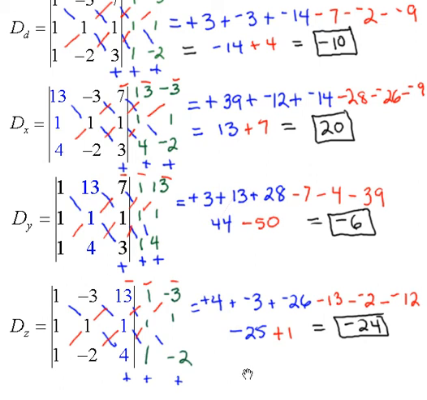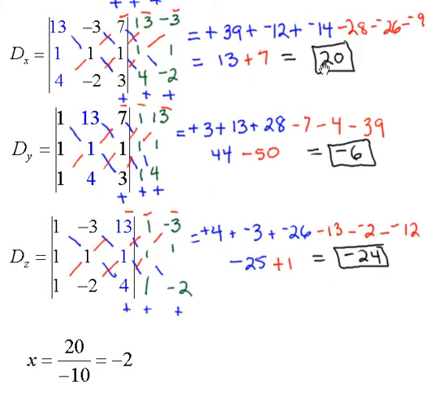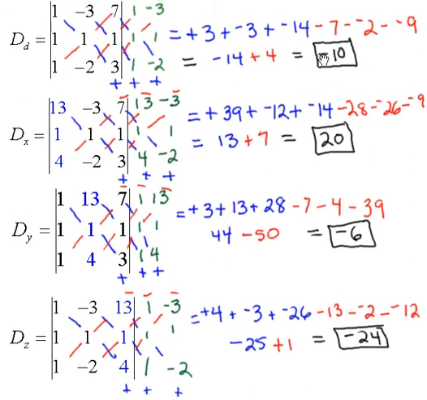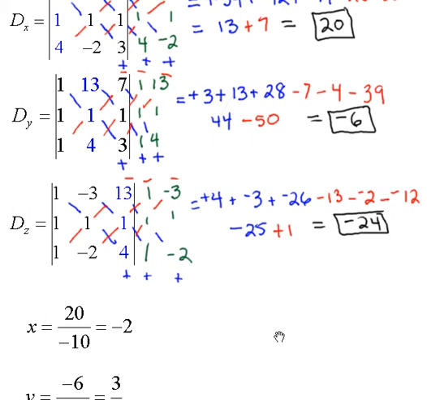So we've got all the components here. We have all the determinants. We just need to put them together to get our answer. The denominator is -10. Numerator of x is 20. Numerator of y is -6. Numerator of z is -24. So for x, we're going to put the numerator of x, which is 20, over the denominator, which was -10. And 20 divided by -10 is -2 for the x value.